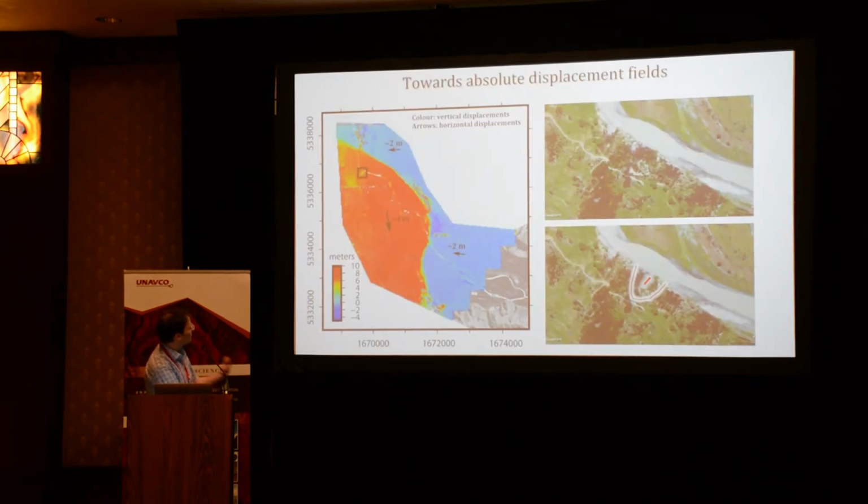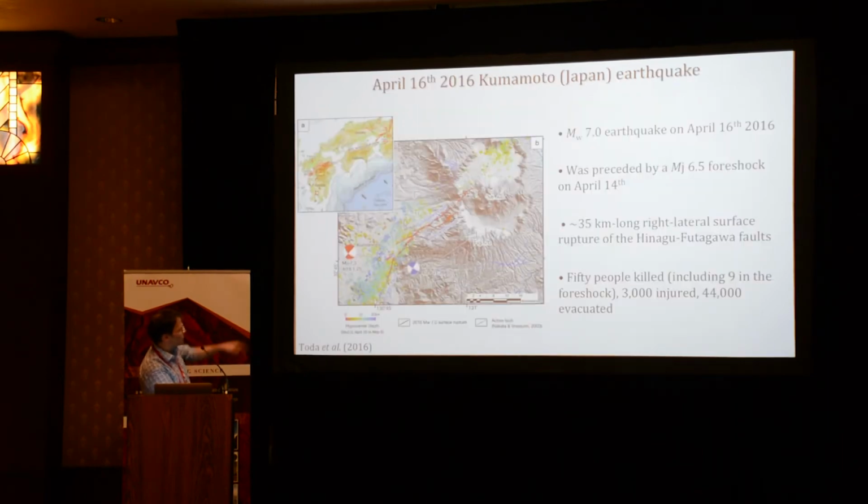So I come from InSAR, so I'm used to line-of-sight displacements. One of the cool things about differential LiDAR is we get absolute displacement fields. So the south side of the fault went south and up. The east side of the fault went west and didn't change vertically. There's some landsliding we can see there too.